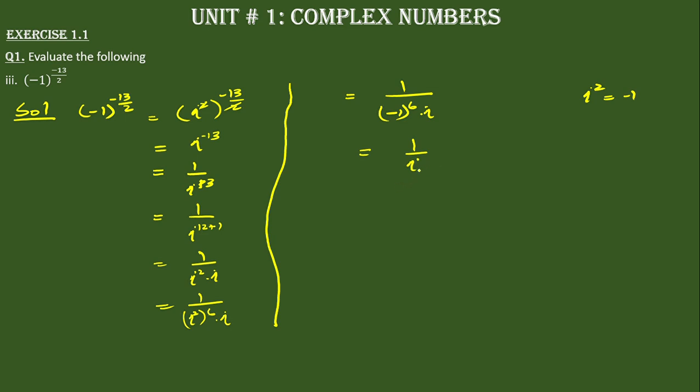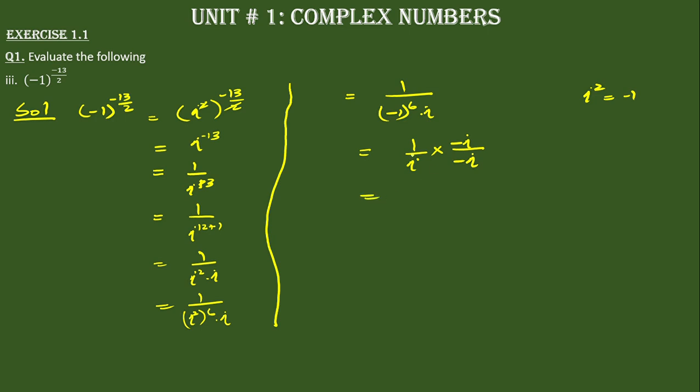And here also we know that whenever iota appears in the denominator, we will rationalize from the denominator because we want to write the complex number in standard form. So that is why we multiply and divide by its conjugate. Iota's conjugate is going to be minus iota, so multiplying and dividing by minus iota.